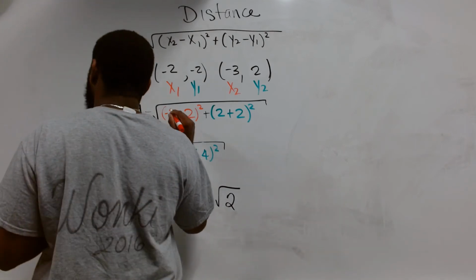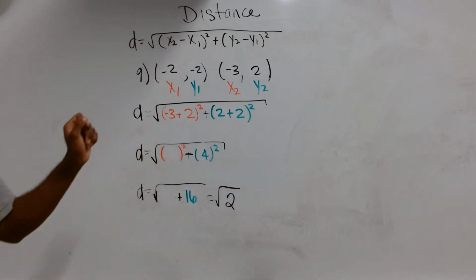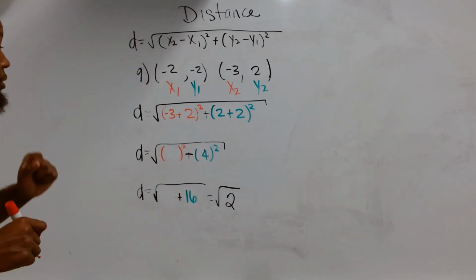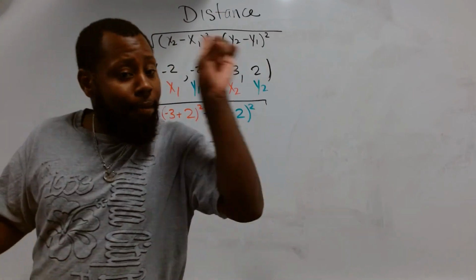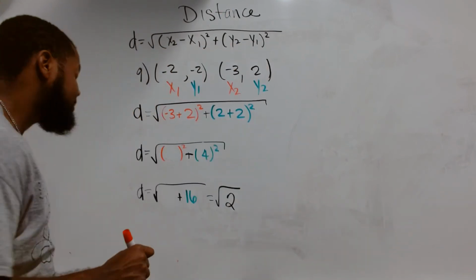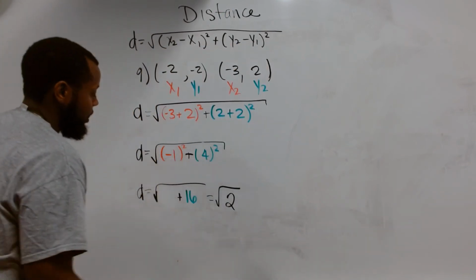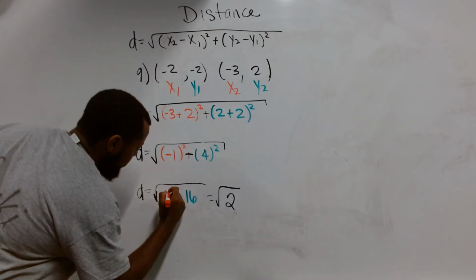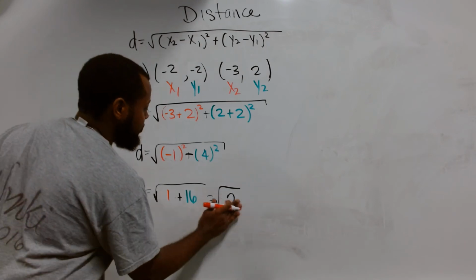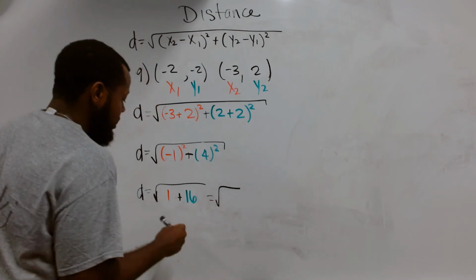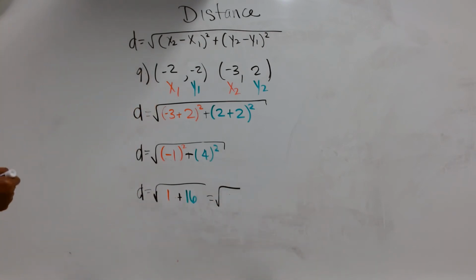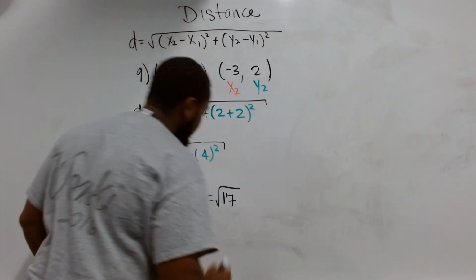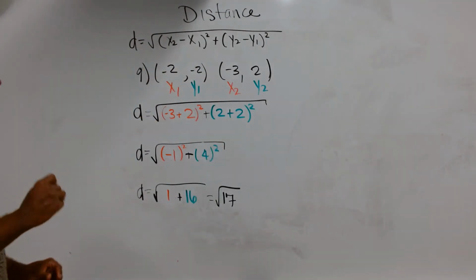So, you owe someone $3. Now you give them $2. That means you owe this person $1 more. So you owe them $1. We already know negative 1 squared is just 1. So 16 plus 1, you already know that, is 17. Root 17.